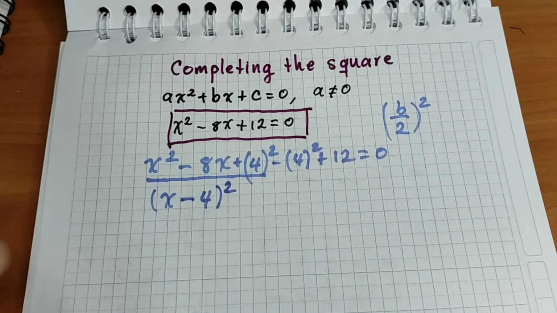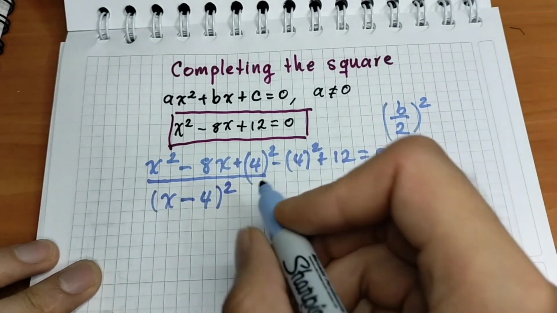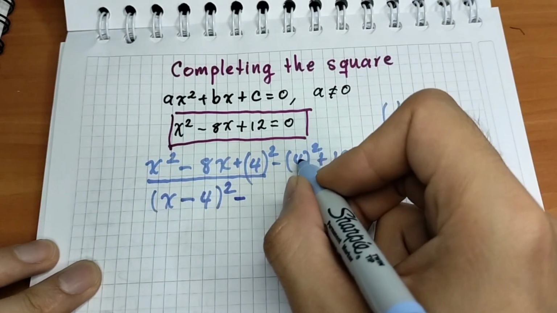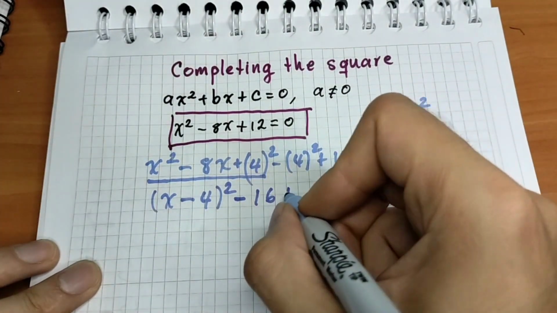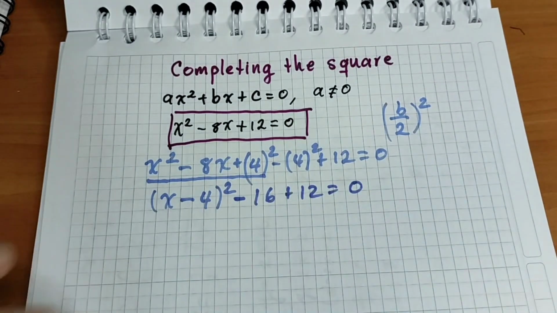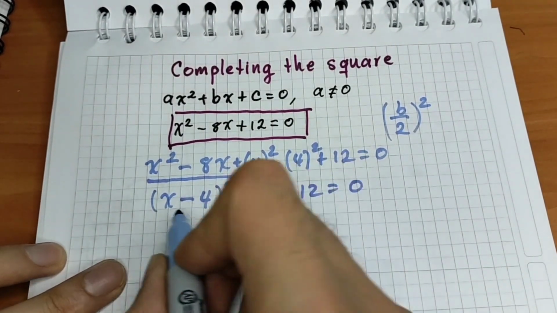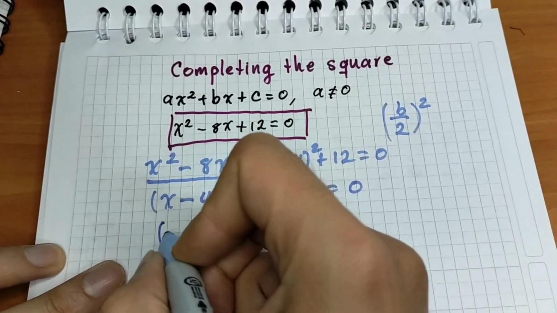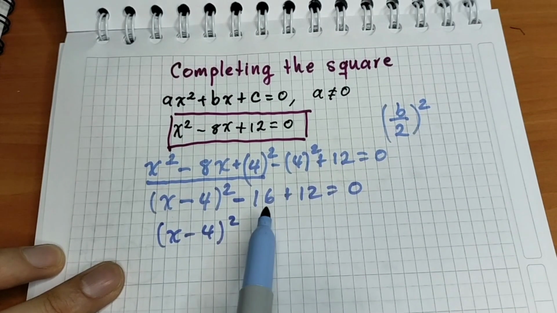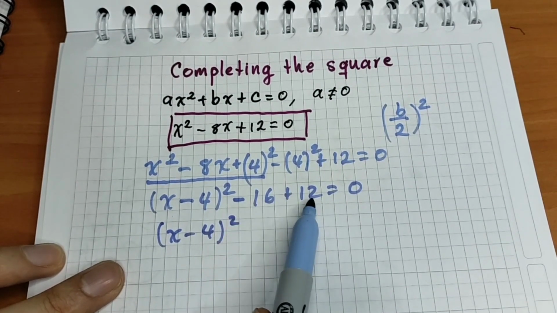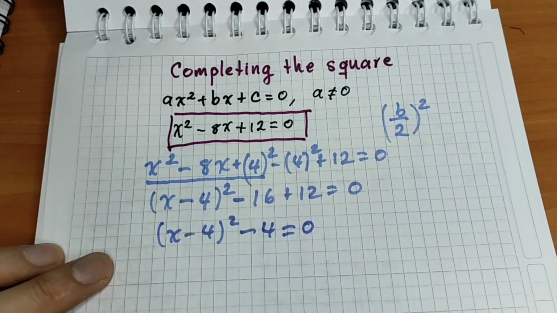Now I'm going to write this complement that I have here. So this is going to equal -16 plus 12, and this is equal to 0. Simplifying, this is going to equal (x - 4) squared. I'm not going to add anything with that now. And -16 plus 12 is going to equal -4, and this is equal to 0.